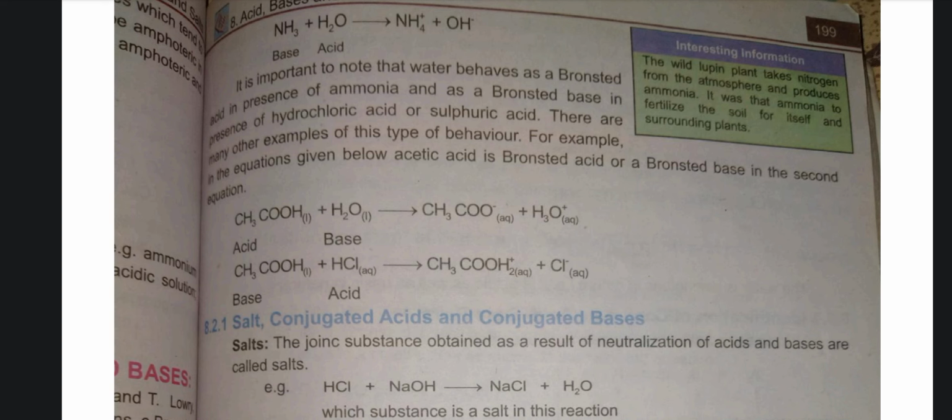Interesting information: the wild lupin plant takes nitrogen from the atmosphere and produces ammonia. It uses the ammonia to fertilize the soil for itself and surrounding plants.